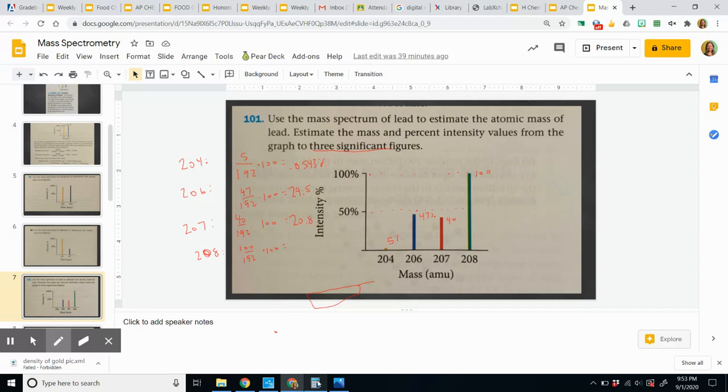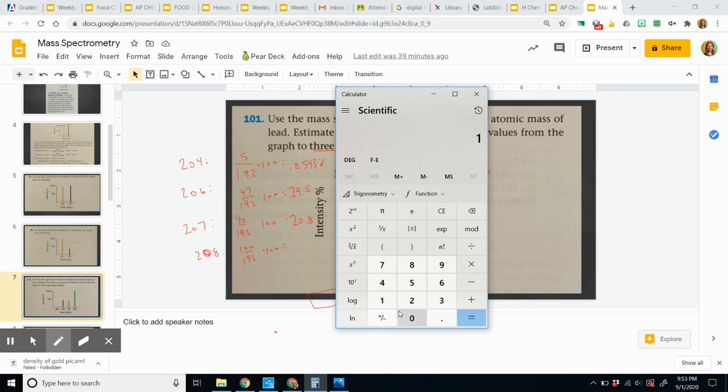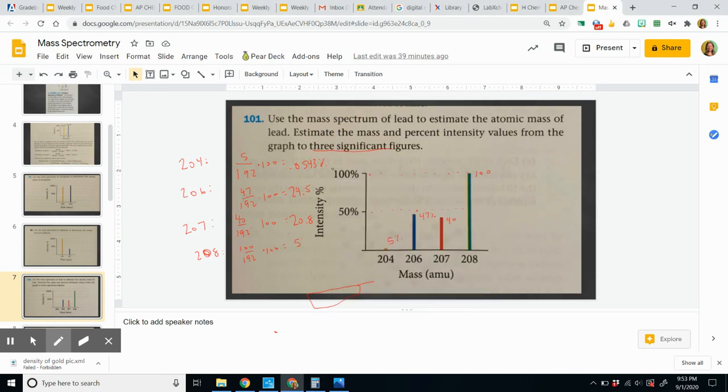And last but not least, we have 100 over 192, which is very similar to the last one, 52.1%. Okay, so now we're going to take each percentage and multiply it by the mass and add them all up. So we're going to need some room over here.